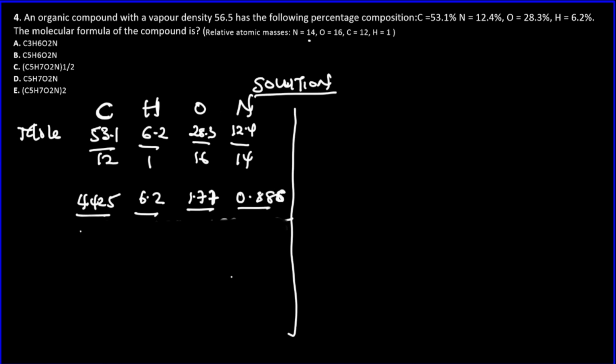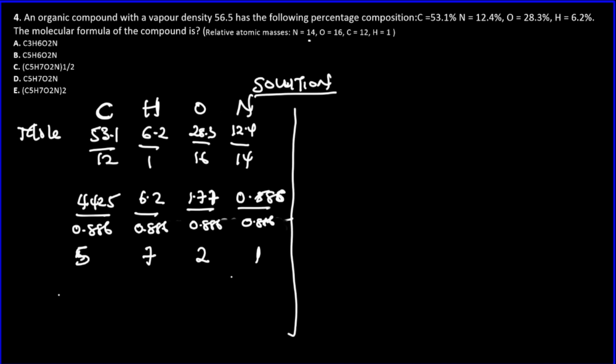886. 0.886, 0.886, 0.886, 0.886. Yep. So this gives us 3.99. 4.425 divided by 0.886. That's 4.99. 4.99. That's 5. 6.2 divided by 0.886. That's 7. 6.99. So that's 7. 1.77 divided by 0.886. This gives us 1.99, which is 2. And this gives us what?